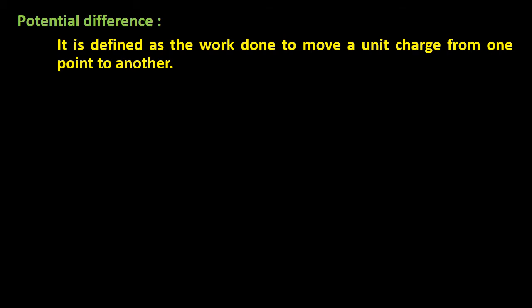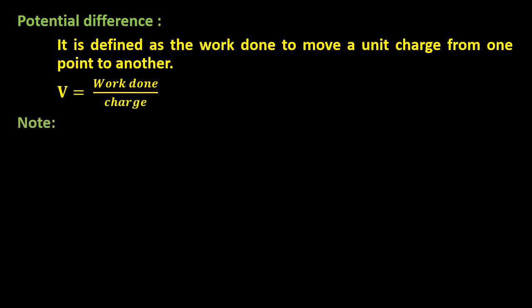Now next we define potential difference. Potential difference is defined as the amount of work done to move a unit charge from one point to another. So whatever work done is needed to move a unit charge, meaning one charge, from one point to another, that work done is called the potential difference. And the formula for potential difference is work done divided by charge.